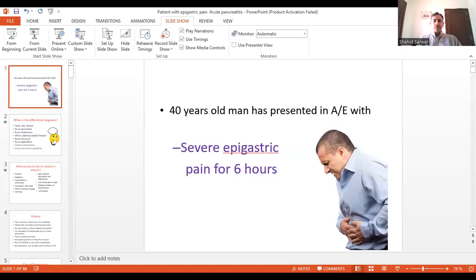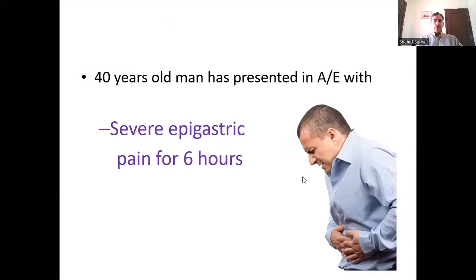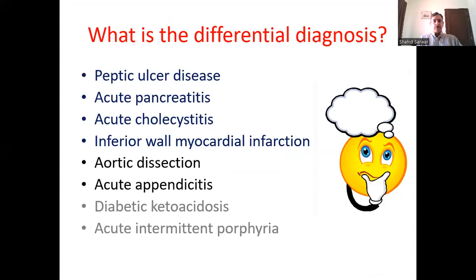So today we are going to talk about a patient who is 40 years old, and he has presented with epigastric pain, which has been going on for the last 6 hours. Now, the first thing to think whenever you confront a patient, before taking history, is to think of the possible differential diagnosis. So when we see a patient with epigastric pain which has a short duration, there's a list of differential diagnoses that comes into our mind, based on the prevalence of these diseases: peptic ulcer disease, pancreatitis, cholecystitis, myocardial infarction, aortic dissection, appendicitis. Even diseases like diabetic ketoacidosis and porphyria can present with severe epigastric pain.